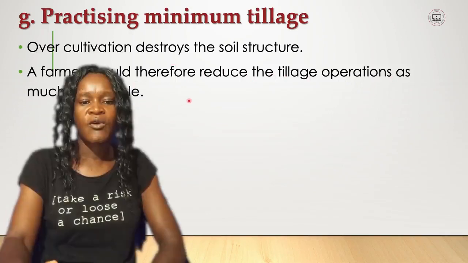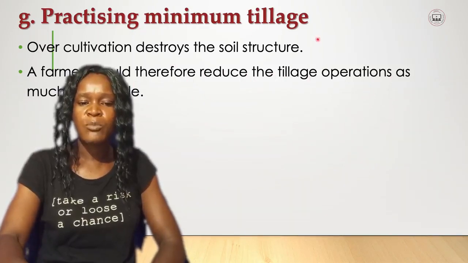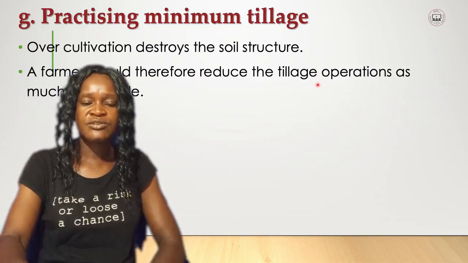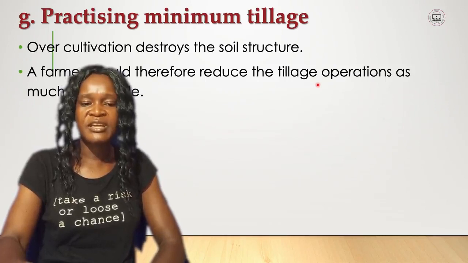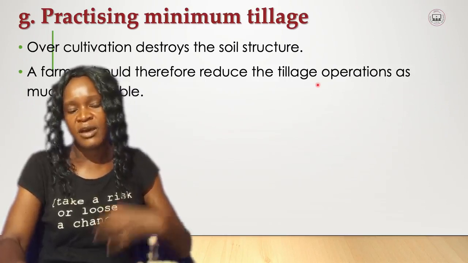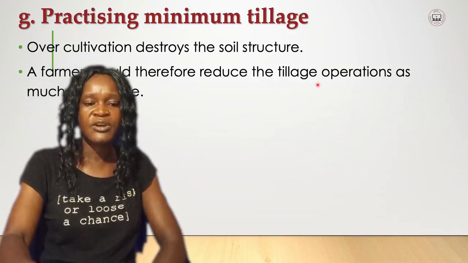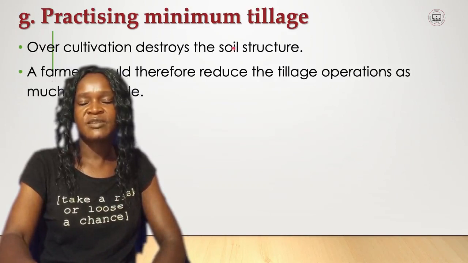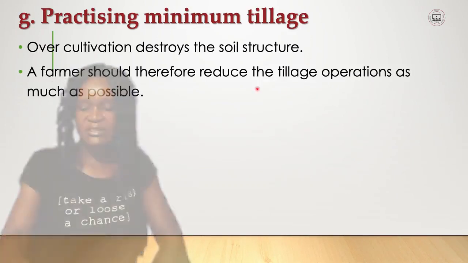So one way of minimizing the tillage operation is just by practicing minimum tillage, whereby the soil is tilled if and only if you want to plant, but there is no need of land preparation, plowing, tilling the land, making ridges, because if you do over cultivate, that might destroy the soil structure. So you just go straight and plant the seeds.